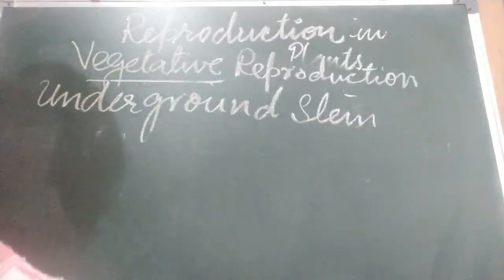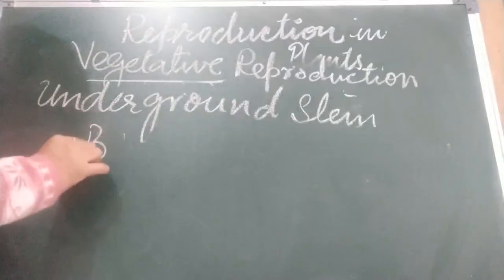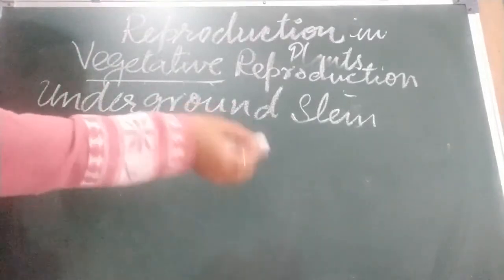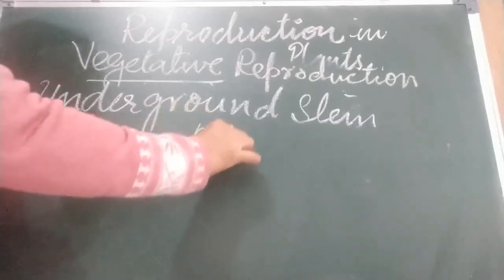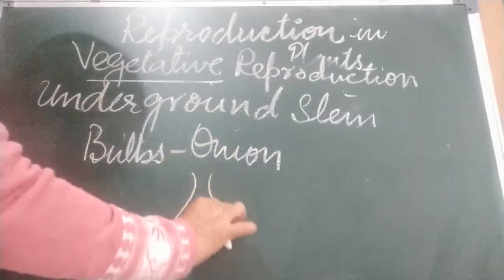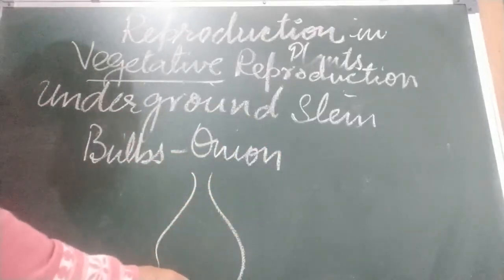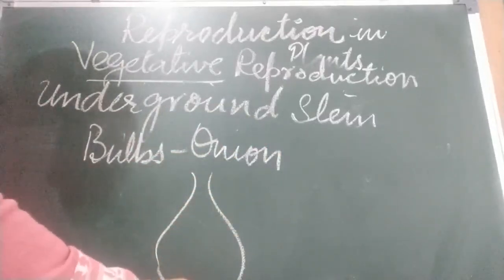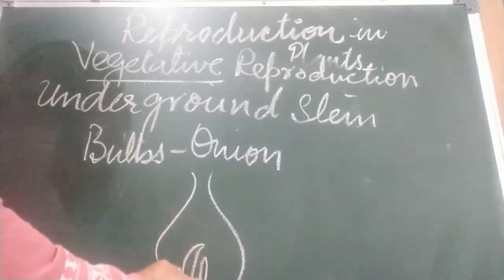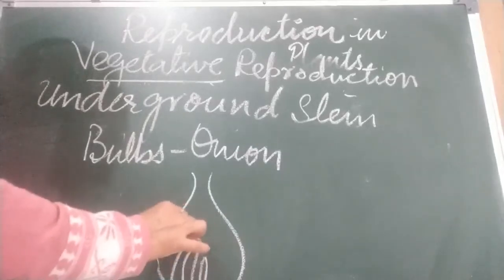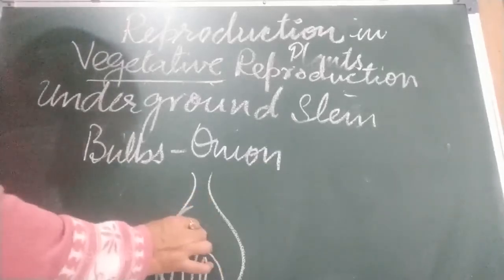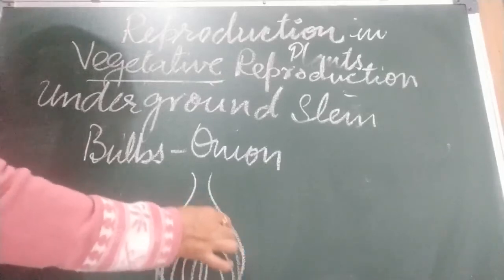Now come to the second example of underground stem, bulbs. Children, example, onion. All you have seen onion. When we cut it, you can see this is a stem of onion. These are roots. These are scaly leaves. These are which we eat. They are what? Scaly leaves. Why are these leaves white? Just because they are under the ground.